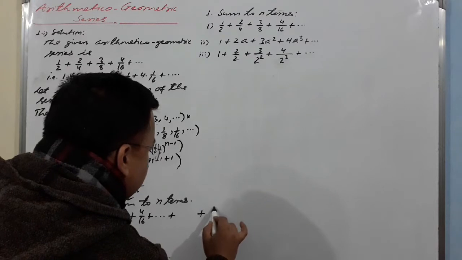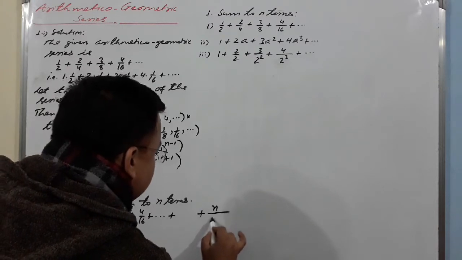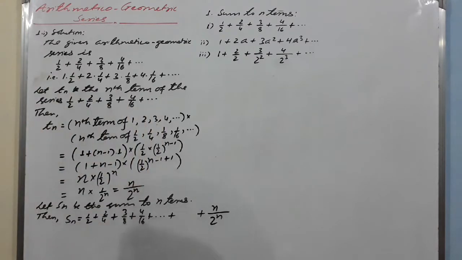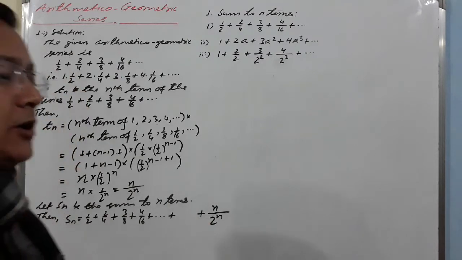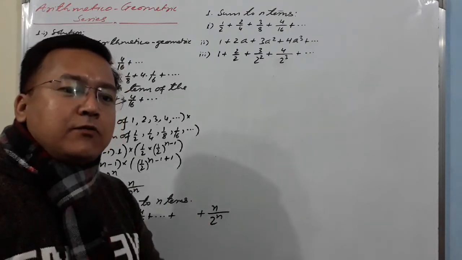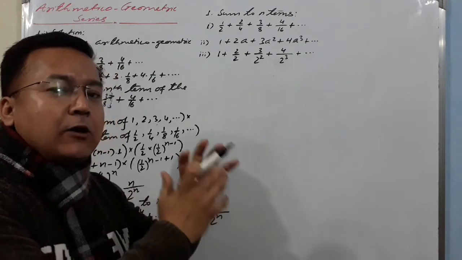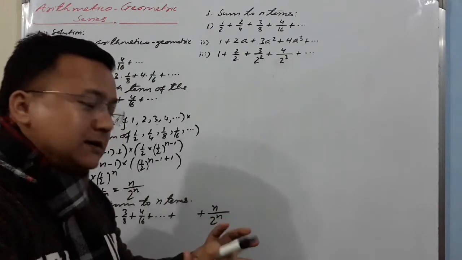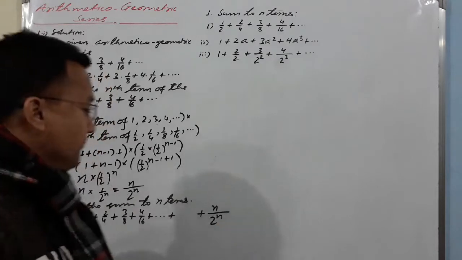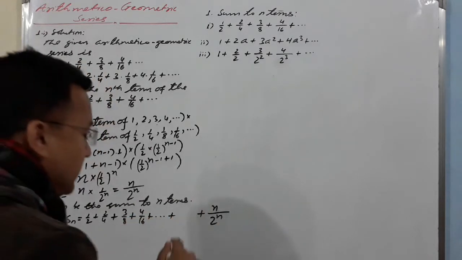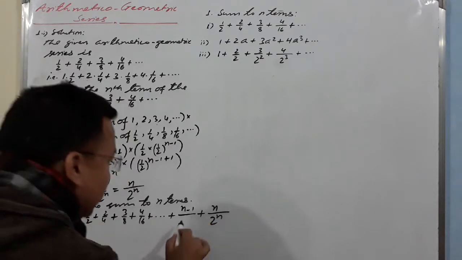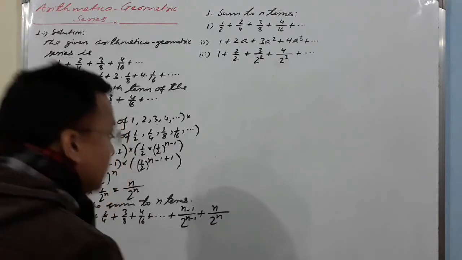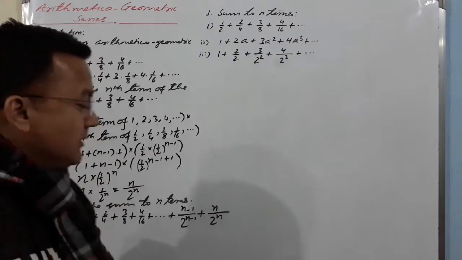okay, let me write down the last term firstly, and then we need to write down also the second last term. So the second last term is very easy. In order to find out the second last term, we replace the n of last term by n minus 1. You just replace, okay. Here n is replaced by n minus 1, over here also, 2 raised to power n minus 1. Clear everyone?